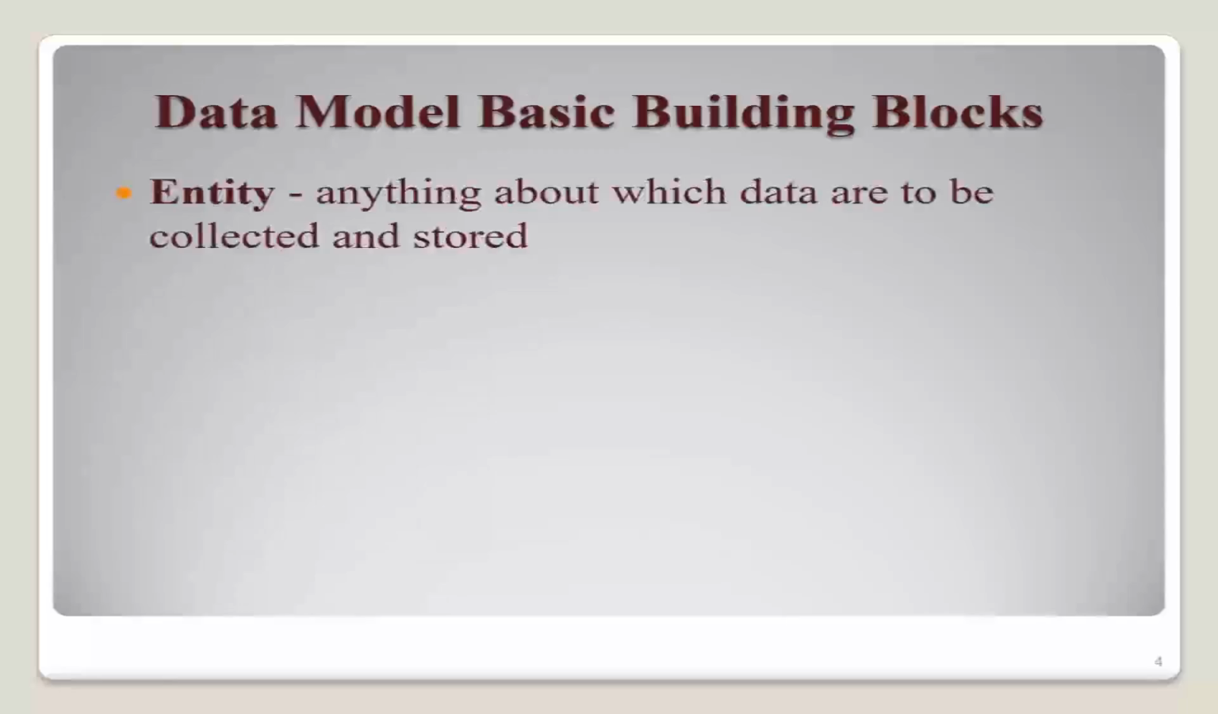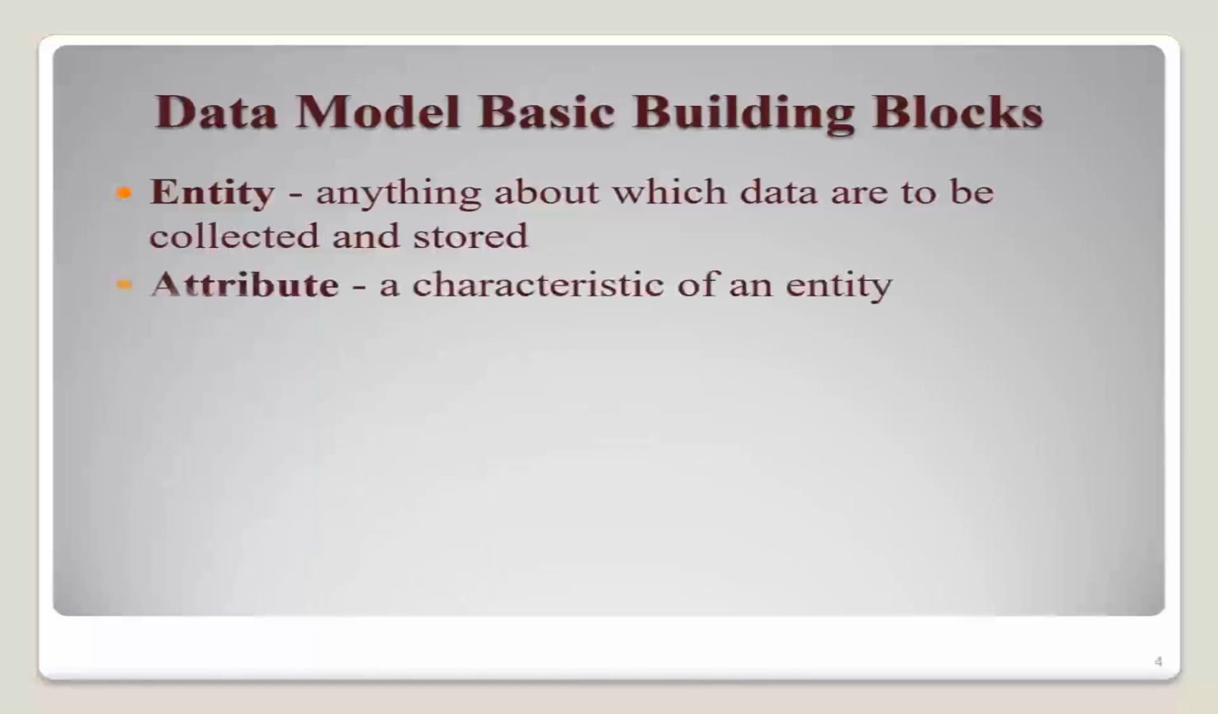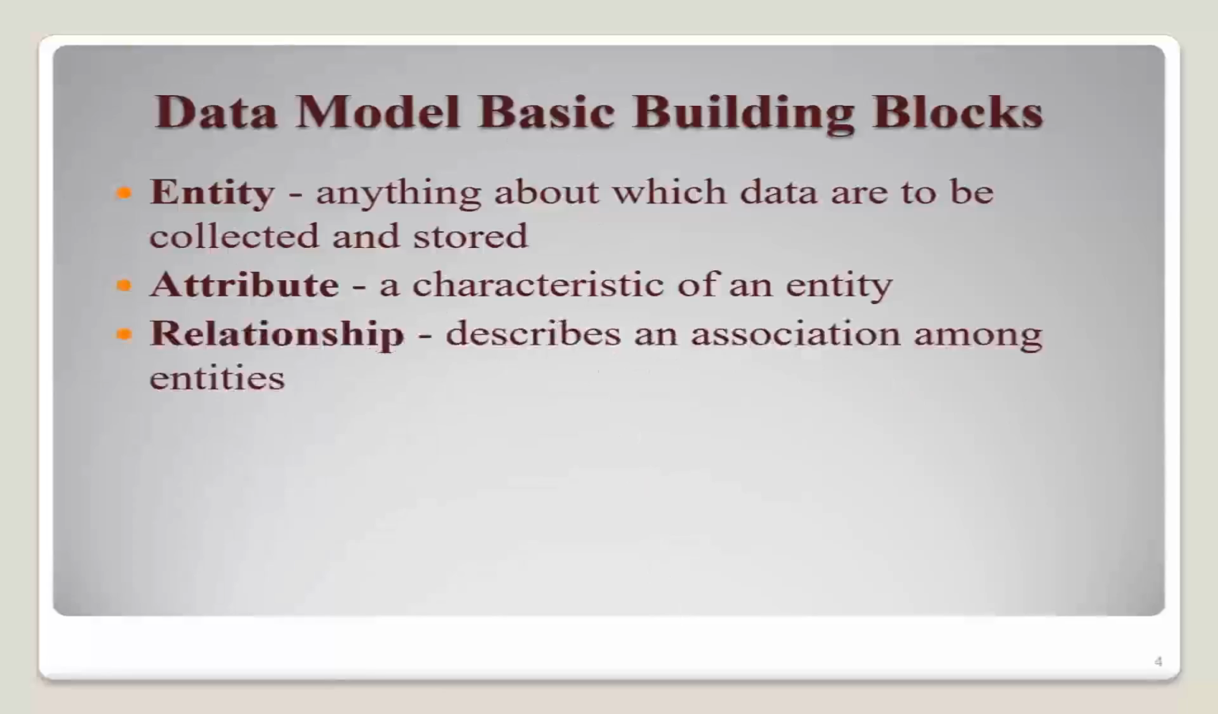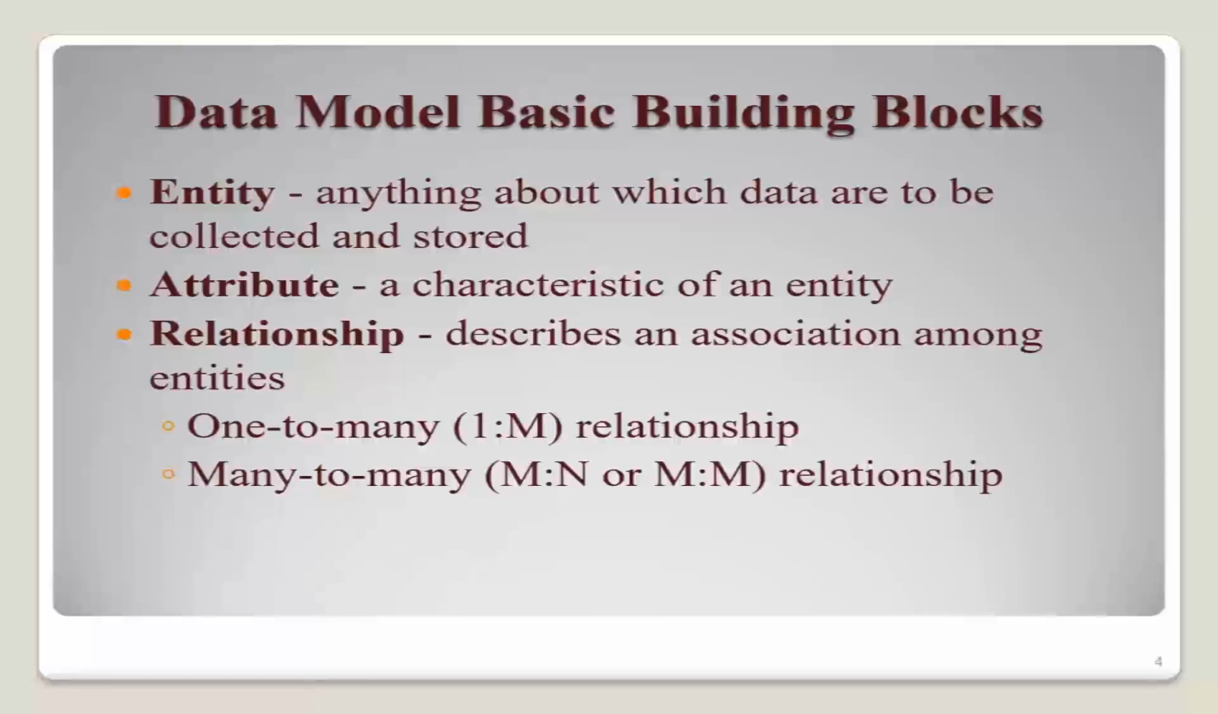First basic building block of a data model is entity. You must know about the entity as we have discussed this in a previous video. An entity is anything about which data are to be collected and stored. Attributes are a characteristic of an entity. Relationship describes an association among entities. There are three types of relationships. First is one-to-many relationship, second is many-to-many relationship, and third is one-to-one relationship.